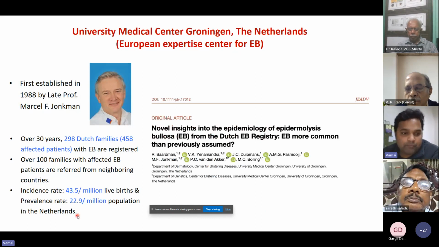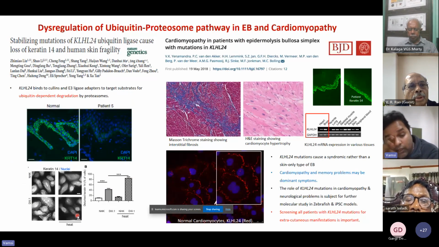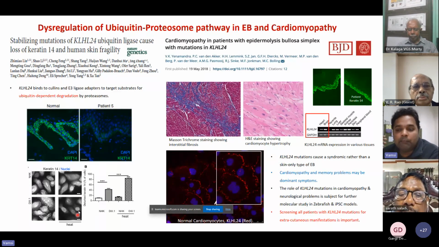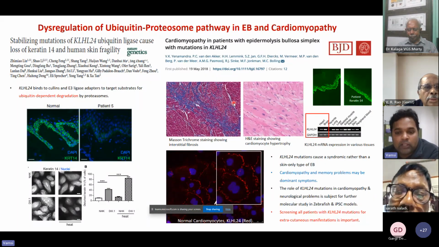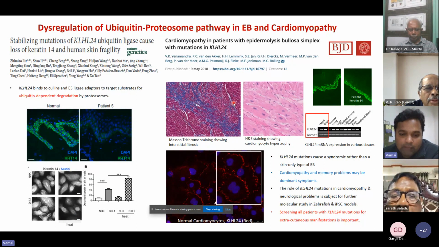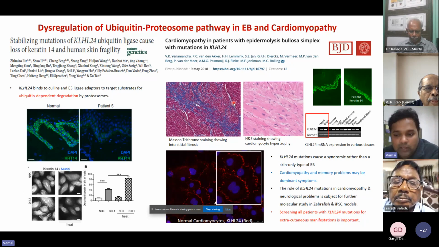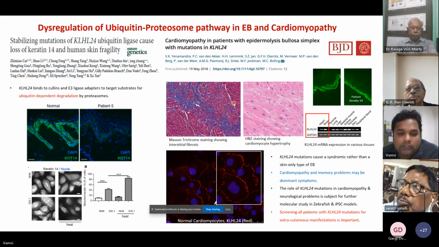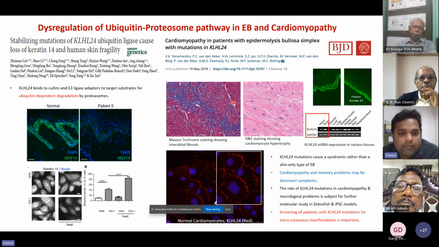At the same time, we could identify the KLHL24 gene that was identified by German and Chinese groups. We have characterized that it has an important syndromic association, and it is not only a cutaneous phenotype. So patients that you identify with KLHL24, you need to preemptively screen them for cardiac defects, because the majority of them develop cardiomyopathies, and they are more prone to sudden cardiac deaths. They also have some neurological manifestations, which we are currently investigating.